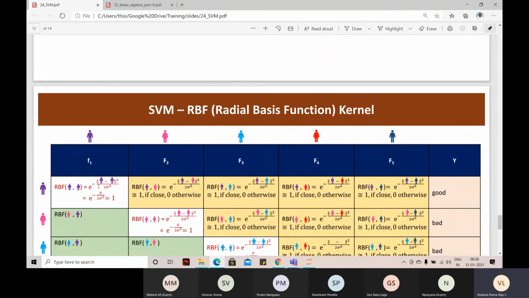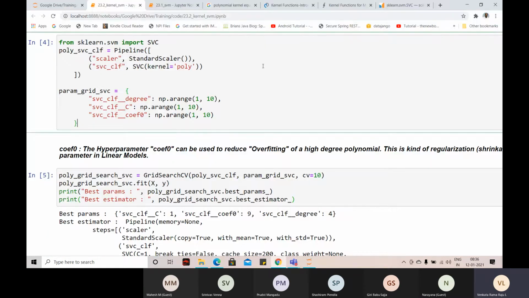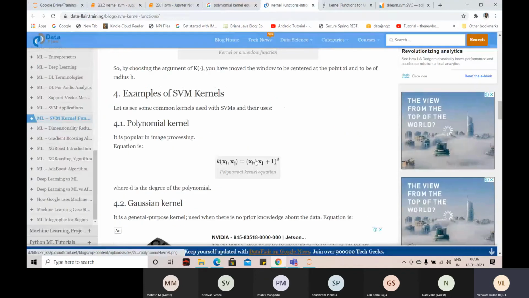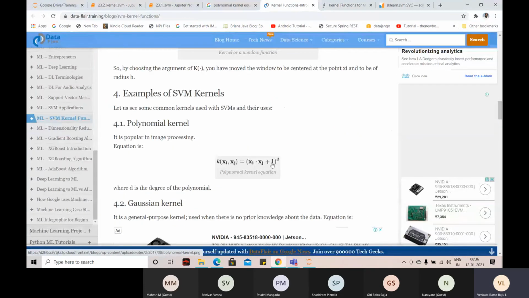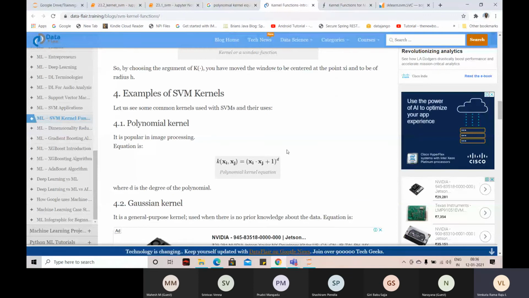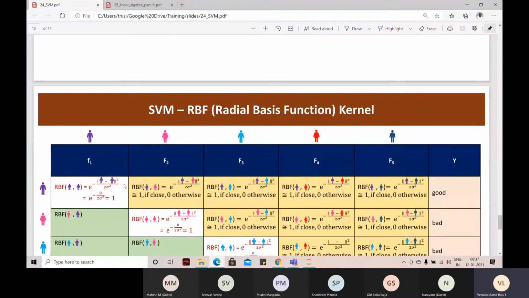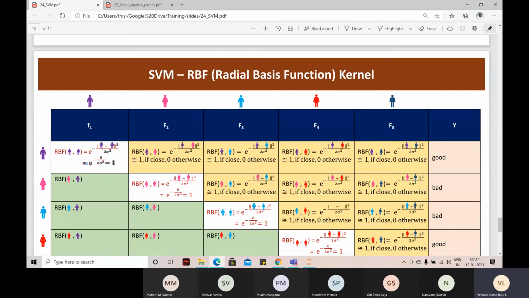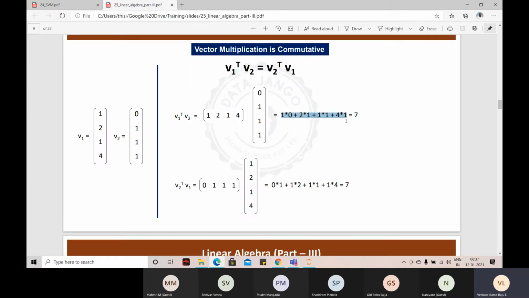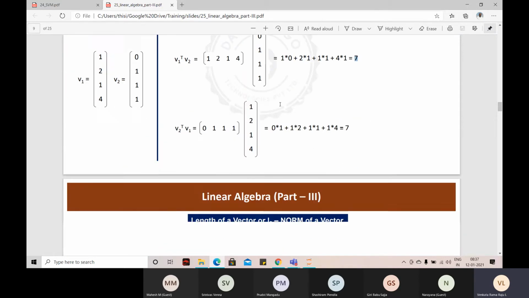When you apply the RBF kernel, you get one number, and in a polynomial kernel, if you look at the function, you are multiplying two vectors, you get one number, plus whatever the coef0 you add, and you apply the power. Between two vectors you always get one number, whether you apply an RBF kernel, a polynomial kernel or a sigmoid kernel. It's going to be used in many places. When you multiply two vectors, you get one number, and that's going to be commutative.